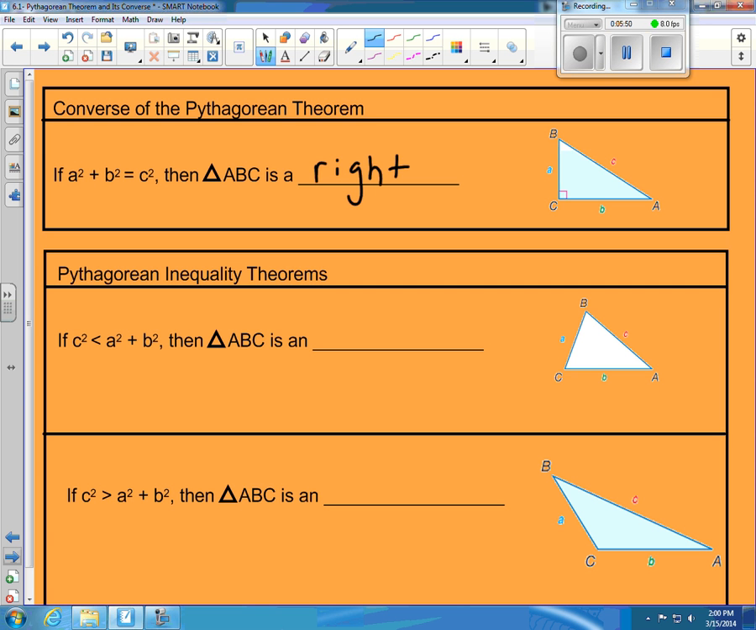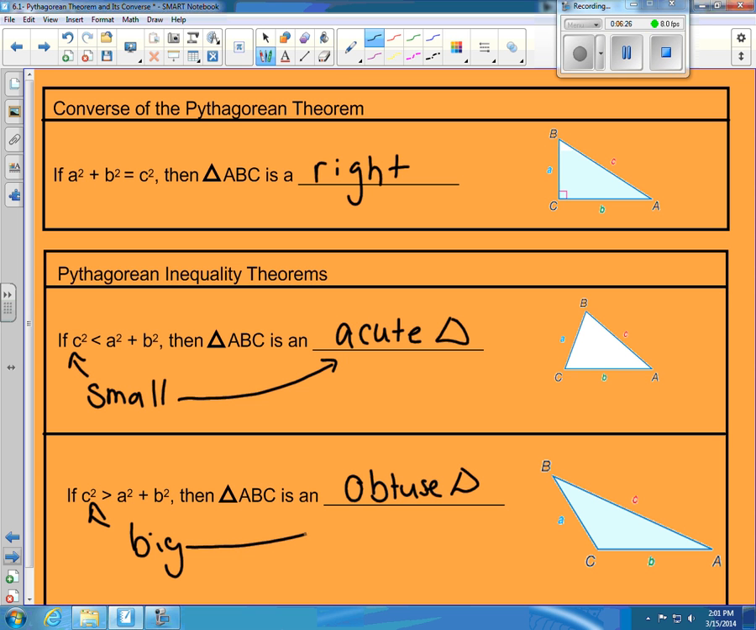It says if c squared is less than a squared plus b squared, then triangle ABC is an acute triangle. So if your c squared is smaller, then it's going to give you an acute triangle. We also have if c squared is greater than a squared plus b squared, then this triangle is going to be an obtuse triangle. So just keep in mind, if c is big, then you're going to have an obtuse triangle.